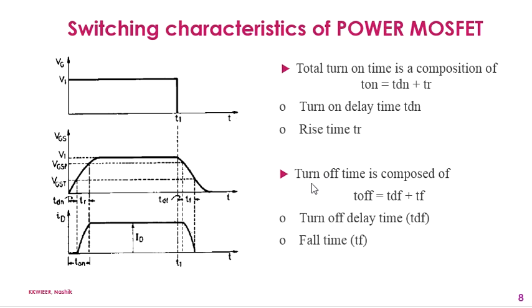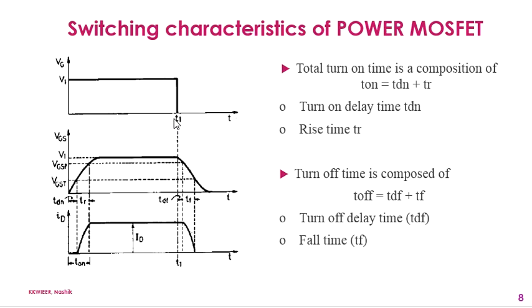Then the second terminology is turn off time. So what is turn off time? Again, it is a combination of turn off delay time and fall time. To see this turn off process, we have to remove the gate to source voltage, which we had applied to obtain the turn on time. So to get turn off time, we remove this gate to source voltage at time interval t1. Here you can see it is made 0 at time interval t1.